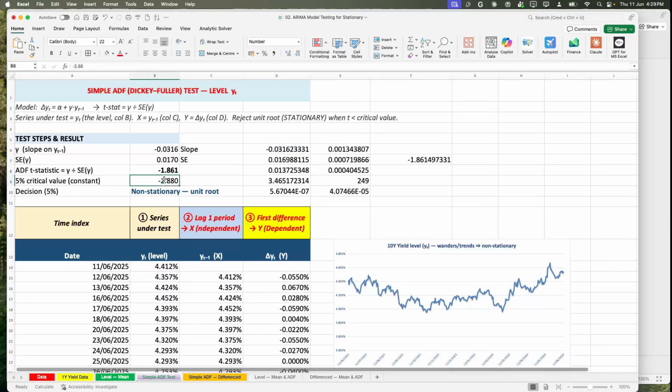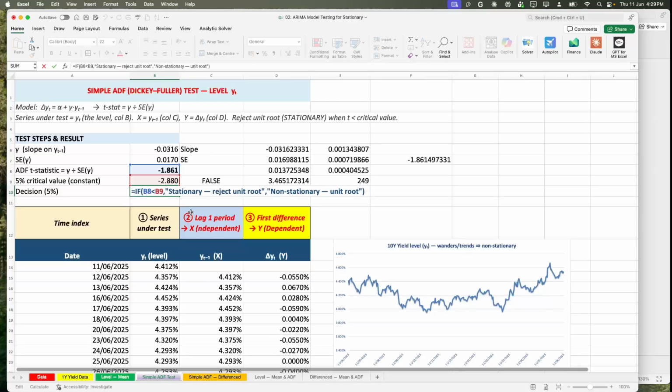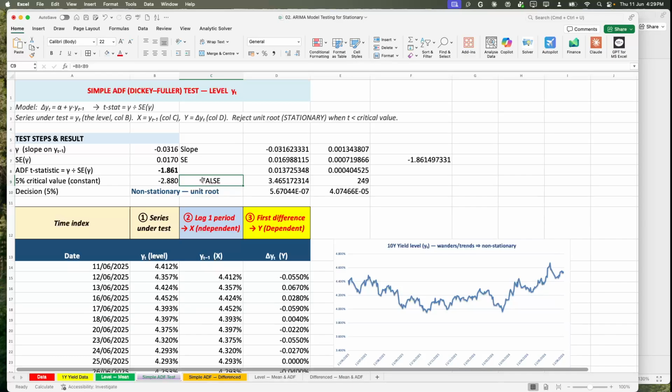We have the 5% critical value, which is minus 2.88. Now what is the main test? Whether the t statistic is less than the critical value. Here it is false, which means the data is non-stationary. If it were less than the critical value, the data would be stationary. You can put an IF condition to do this.